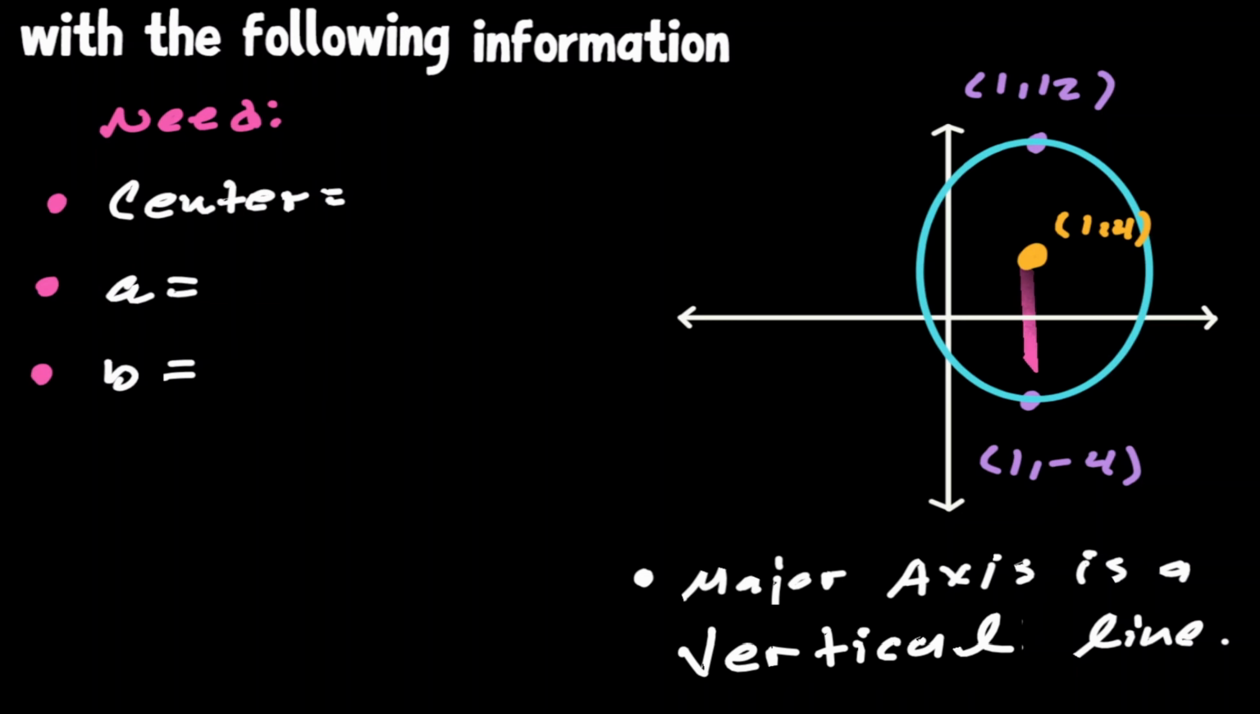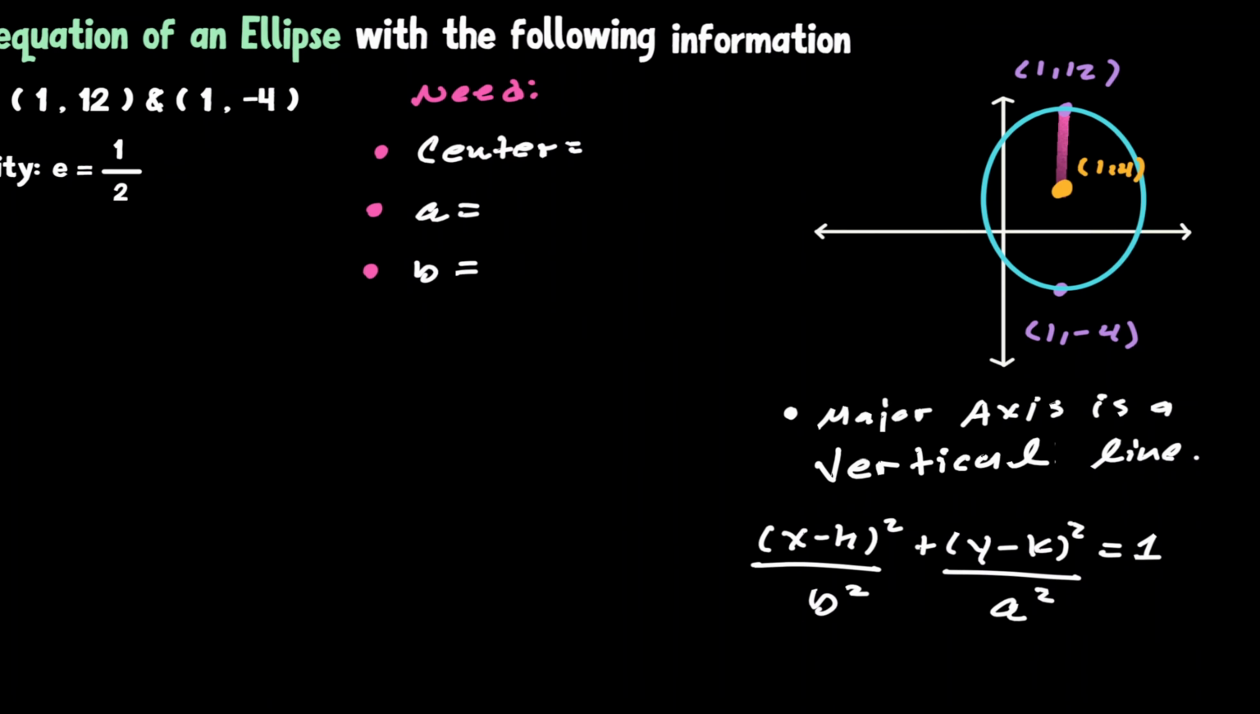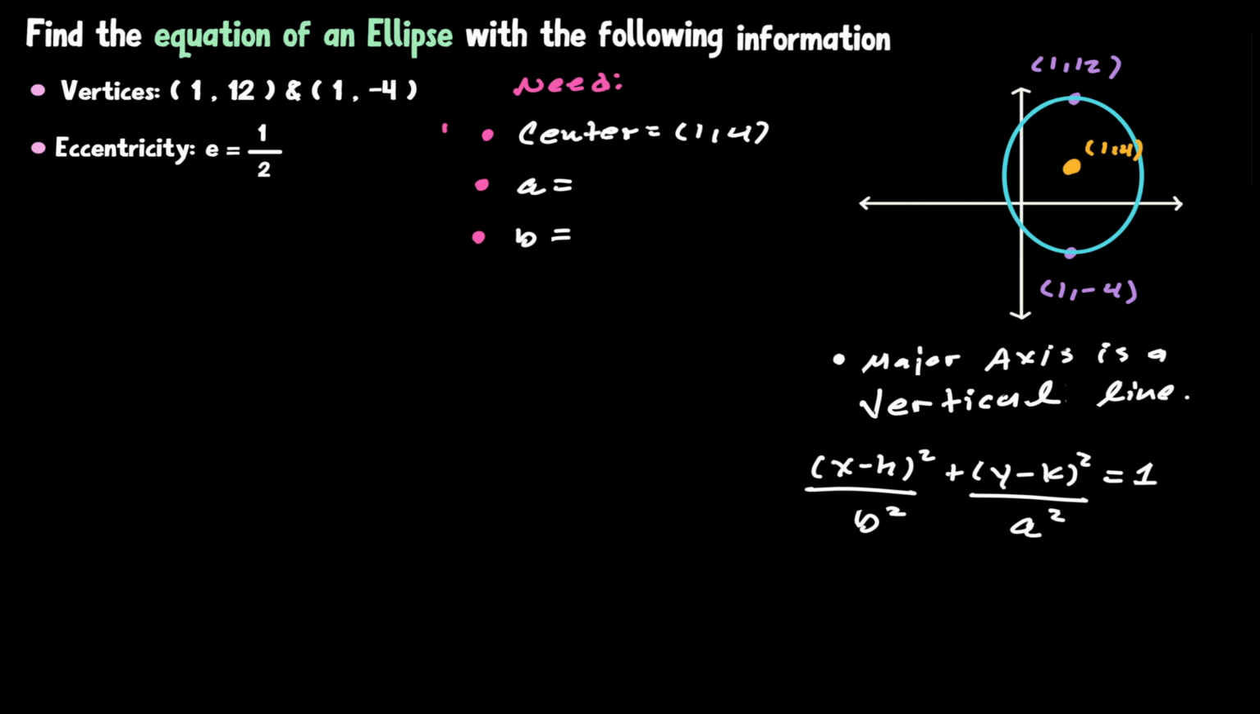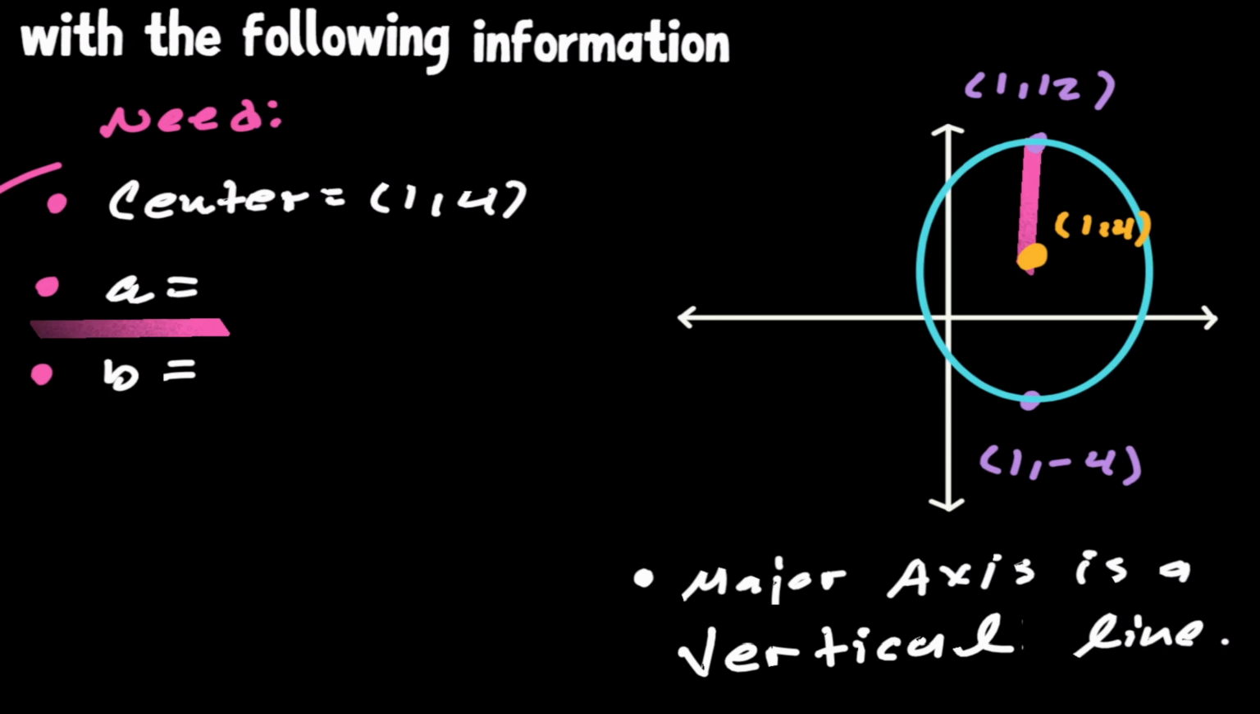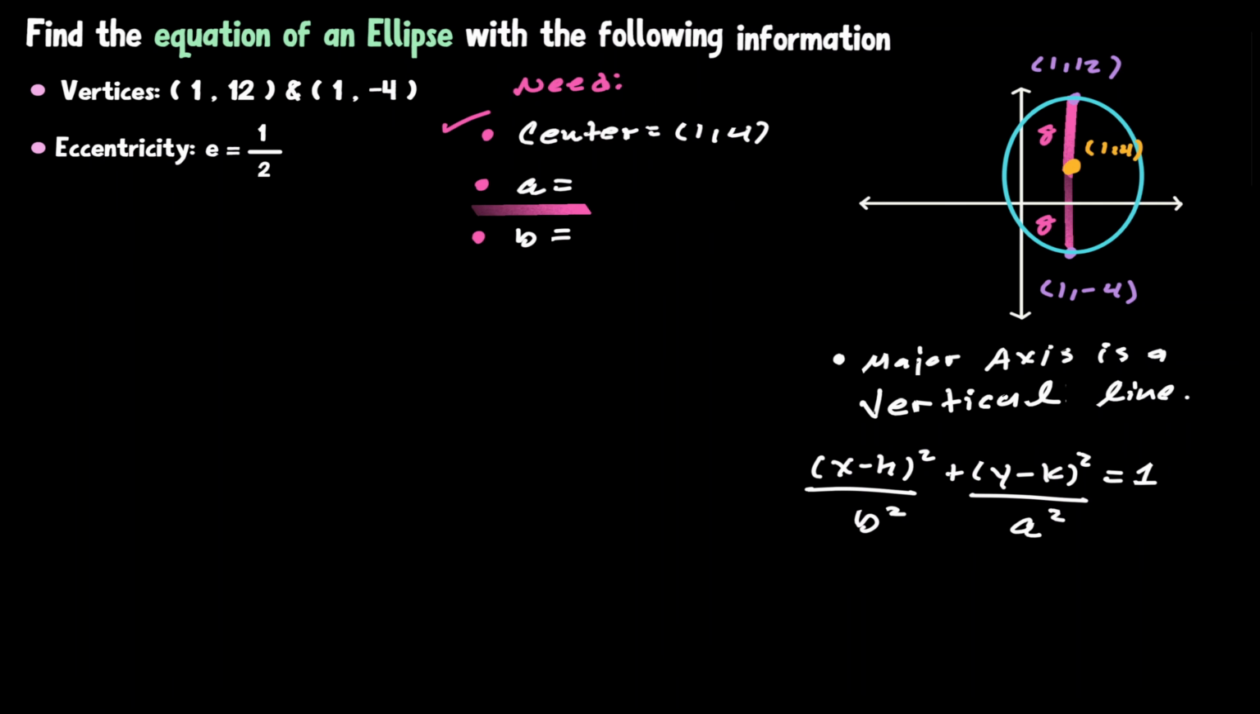Notice that (1, 4) is 8 units away from the bottom vertex, and (1, 4) is 8 units away from the upper vertex. So now we have 1 out of the 3 pieces of information, but we know the value of a as well, because that is the distance from the center to one of the vertices in the major axis. And we just said that that was 8 units up from the center, and also 8 units down from the center. So the only thing that is needed is to find the value of b, which represents the distance from the center to the vertex of the minor axis.